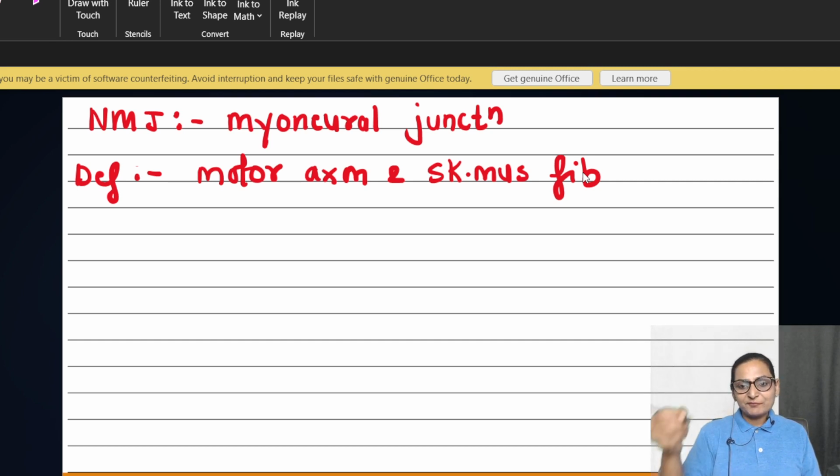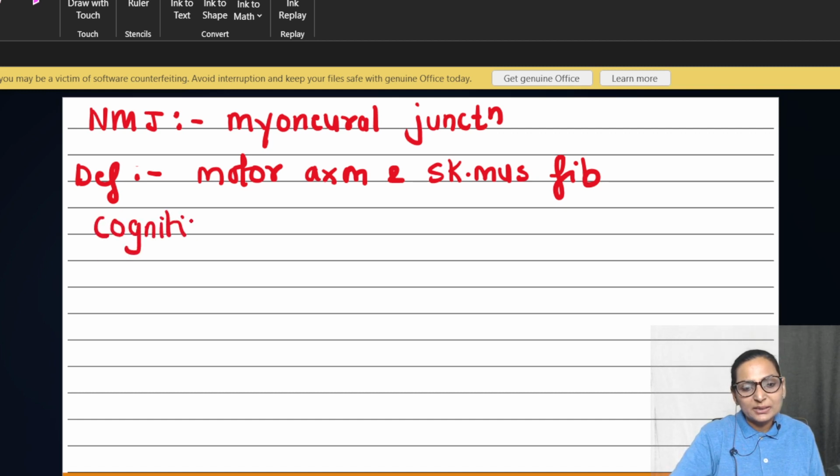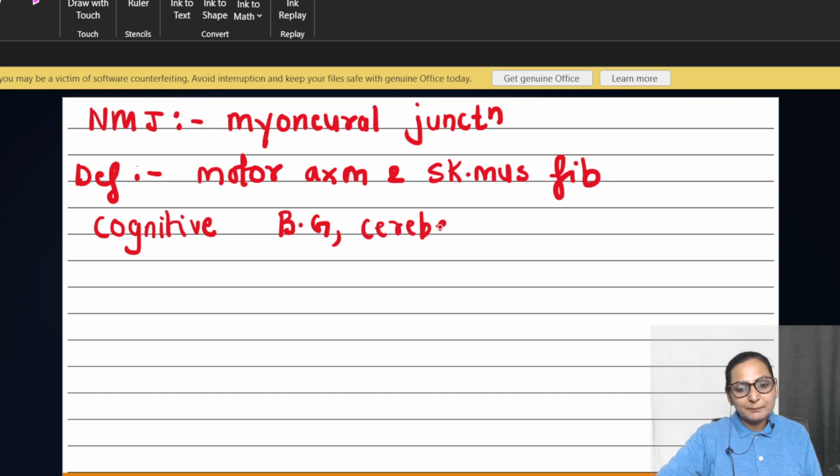See, suppose I have to pick up and write. All these are skilled voluntary movements which begin with cognition, okay? So they begin all the way with a cognitive thought in the mind that I have to do this, which will be processed by different areas of the brain. For example, the planning and programming will be done by basal ganglia, by parts of the cerebellum, by the premotor cortex, and ultimately the primary motor area, that is area number 4.